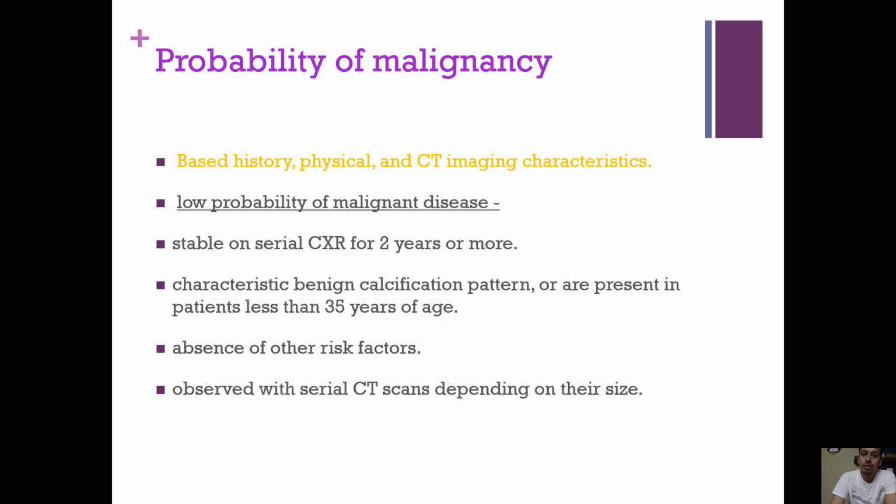So if you feel that the probability of a malignant disease is low and the patient has a stable serial chest X-ray over the last 2 years, or if the patient has a characteristic benign calcification pattern, like we saw the hamartoma pattern of popcorn calcification, or the histoplasma pattern of bullseye target lesion, those patients who are less than 35 years of age, patients who have no other risk factors, who is a non-smoker, no loss of weight, no loss of appetite, no hemoptysis, no clubbing, no lymphadenopathy, these patients can be observed with serial CT scans depending on their size.